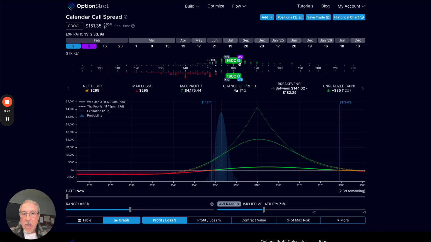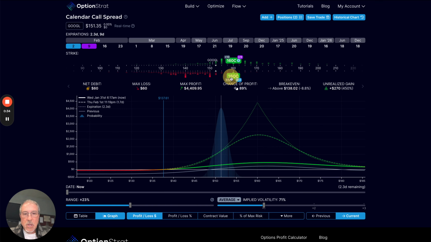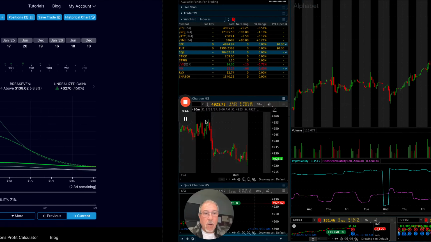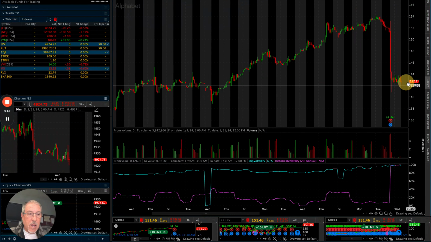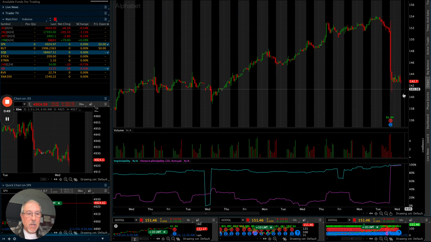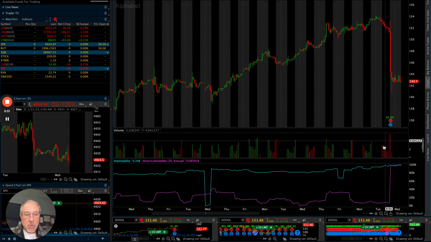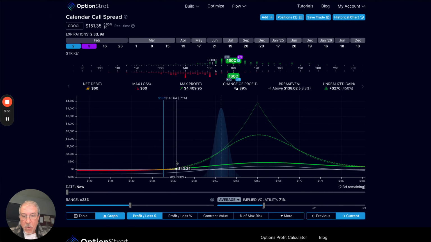So this is a calendar. Remember that I sold a 160 call here that expires on 2/2, and I bought a 160 call that expires on 2/9. Okay, so that's the calendar spread. Now, we're going to open this morning all the way down here around 142. Lots of heavy volume has traded on this thing after hours. So, we're going to be all the way down here. This, 142, is about right there.